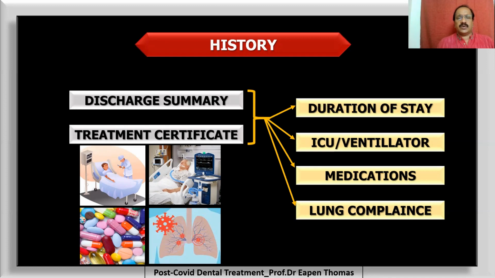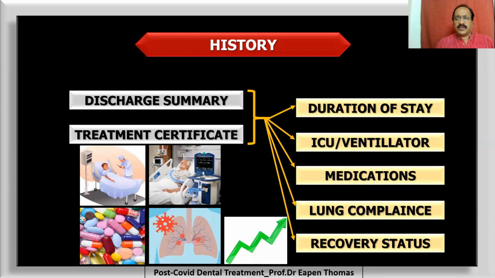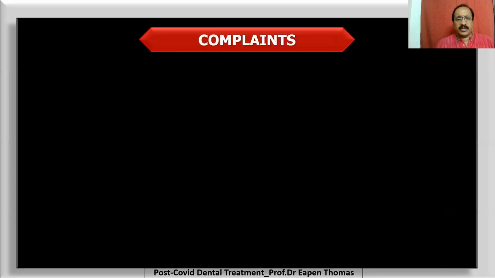So these are the important things I would insist on as far as the history is concerned. And of course, recovery status will also give an idea whether the patient has fully recovered or is still under care, whether the patient's condition is still critical, or whether the patient is vulnerable. We can get an idea of all these things from the discharge summary and the treatment certificate, and one must definitely insist on getting this from all patients who have had COVID-19 treatment.